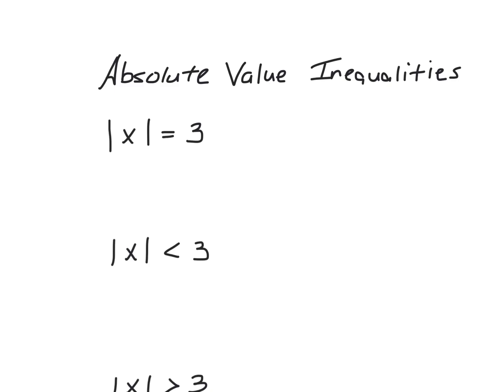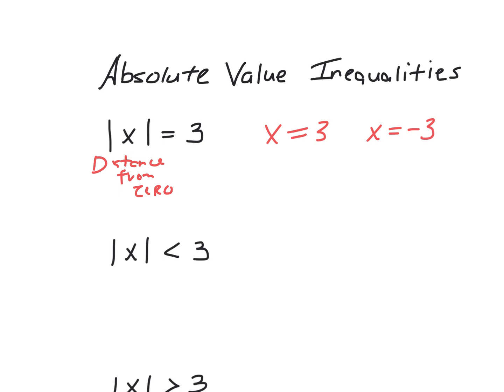Algebra 2 concept students. So this video is talking about absolute value inequalities. And to do this, we're going to review a little bit what we did with an absolute value equation. And remember, when the absolute value of x is equal to 3, this meant that the distance from 0 was equal to 3. And so therefore, those numbers that have a distance of 3 from 0 are 3 and negative 3.